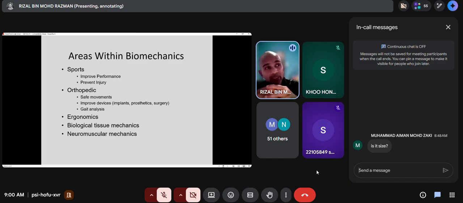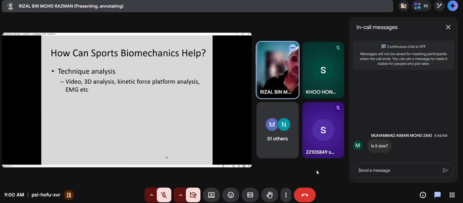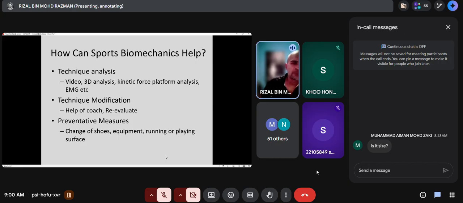And then you have the neuromuscular mechanics, how we control the muscles, okay? What makes the coordination of the muscles better, how we recruit more muscles to apply more force, for example. So those are under neuromuscular mechanics. So we don't really cover neuromuscular. We cover a bit, not so much. Biological tissue mechanics we don't cover, not under sports biomechanics. Okay, so how can biomechanics help?